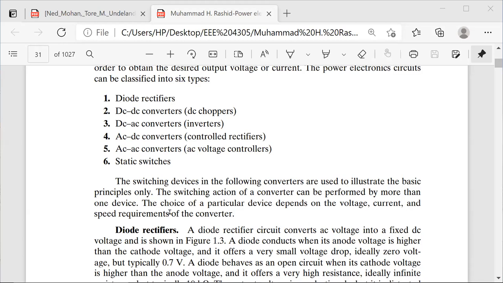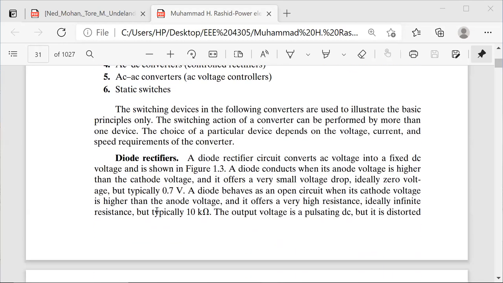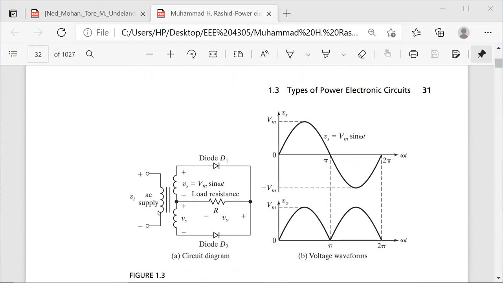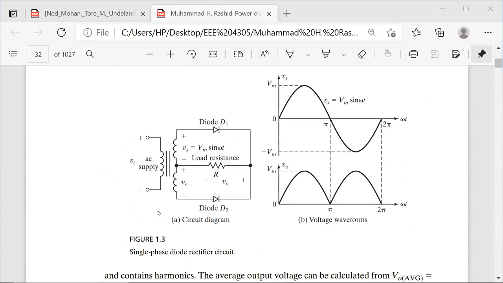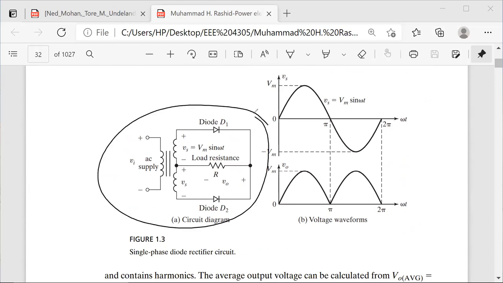Okay, so now, what do we want to do? Let us give you the simple diode circuits. Are you familiar with these diode circuits? Are you familiar? Yes, sir. Have you seen these diode circuits before?